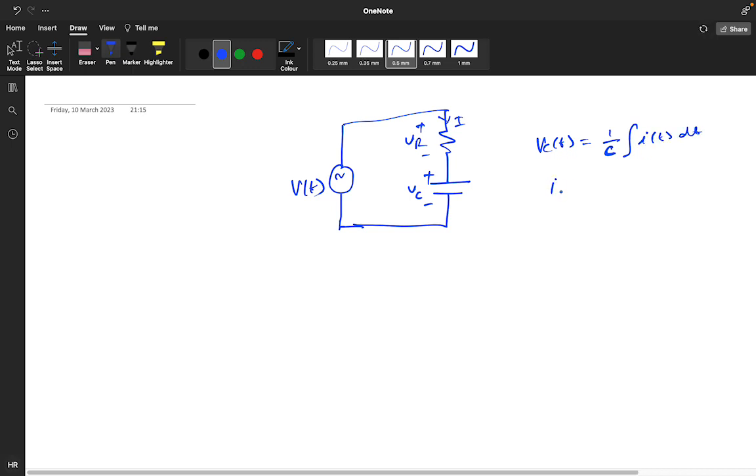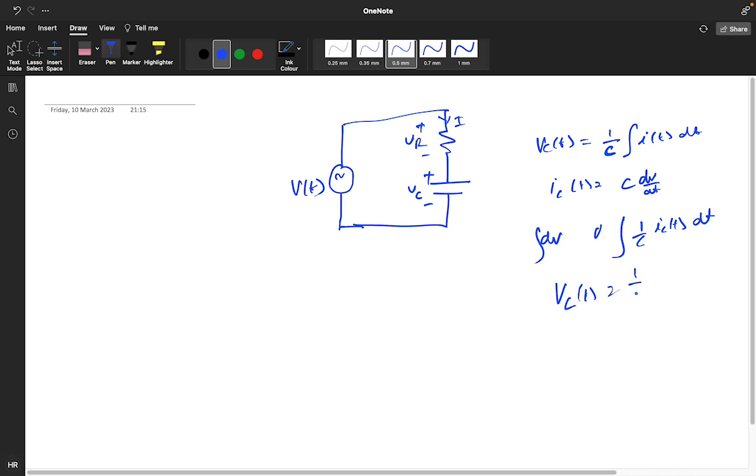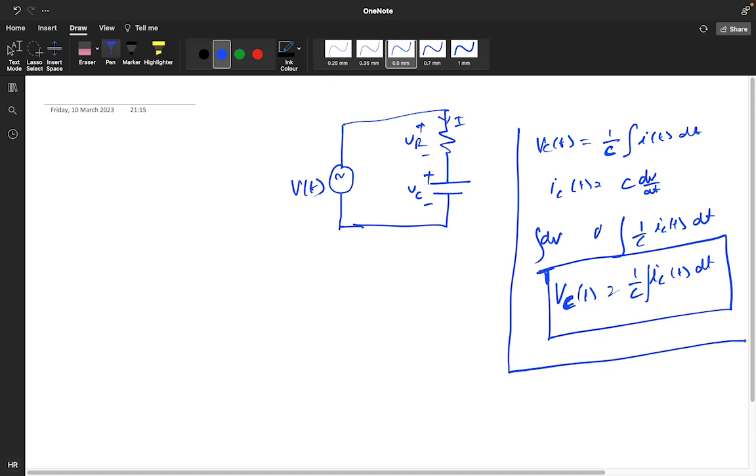If you don't remember, Ic of t is equal to c dv by dt. If you solve this, what you will get? dv is 1 by c Ic of t into dt. Integrate both sides, it will become Vc of t equals 1 by c integration of Ic of t dt. Prasanna, you understood this part? Yeah. Okay.